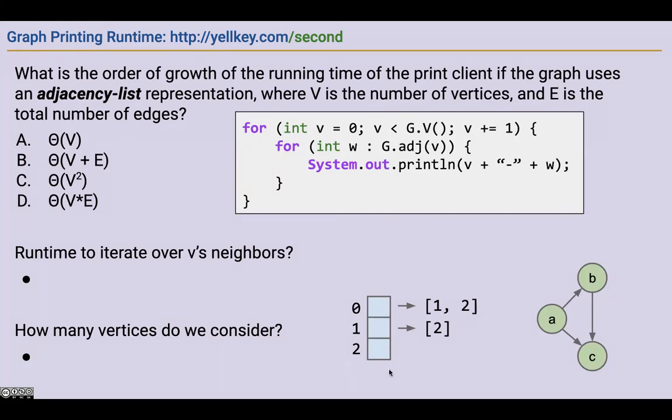I want to use this list representation where every single vertex has a list telling me all the adjacent vertices. And I want you to tell me between these 4 choices, what is the order of growth of the print method relative to the size of the graph? As the graph grows large, how fast does this thing take? If I have a graph with V as the total number of vertices and E as the total number of edges. And remember, E is the total number of edges. So in this graph, E is 3 because there are 1, 2, 3 edges in total.